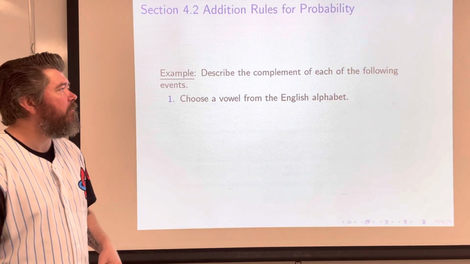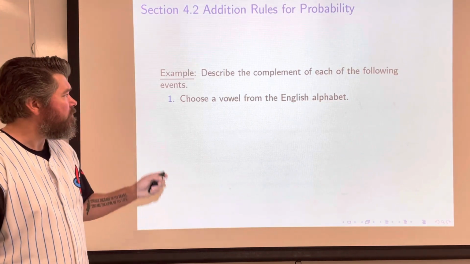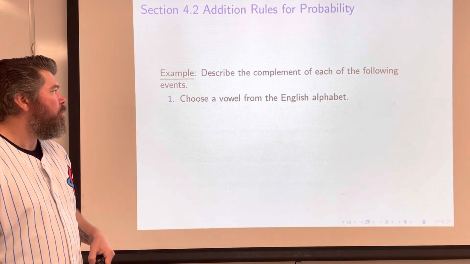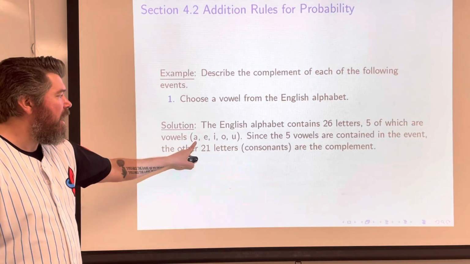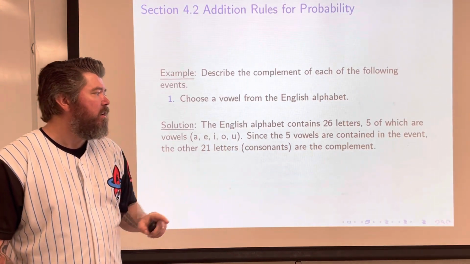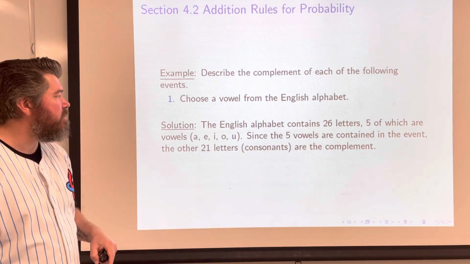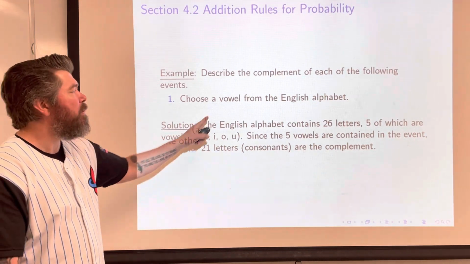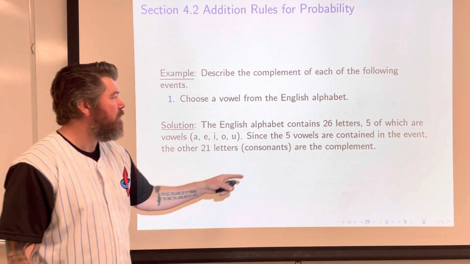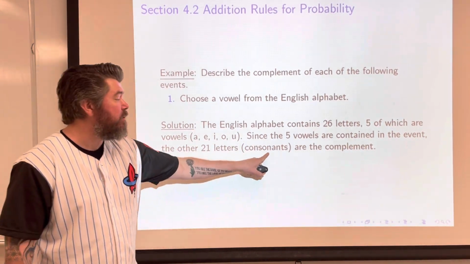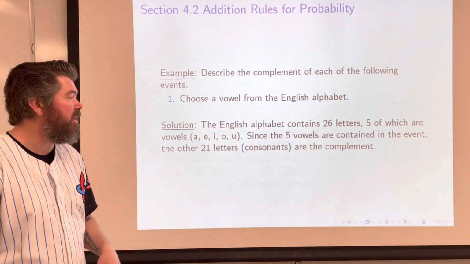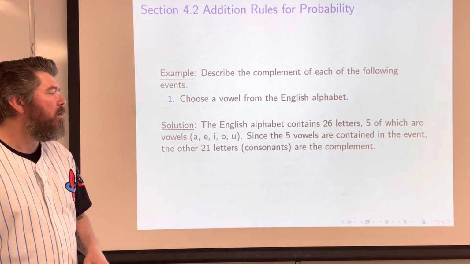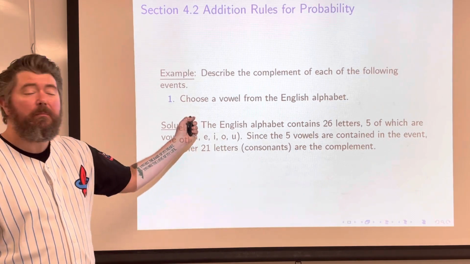Describe the complement of each of the following events. Choose a vowel from the English alphabet. Okay, so we have all of the vowels, A, E, I, O, and U. Since there are 26 letters and 5 of which are vowels, the complement contains the other 21 letters, which we actually call consonants, if you remember from an English class. So the 21 consonants consist of the complement of this event.